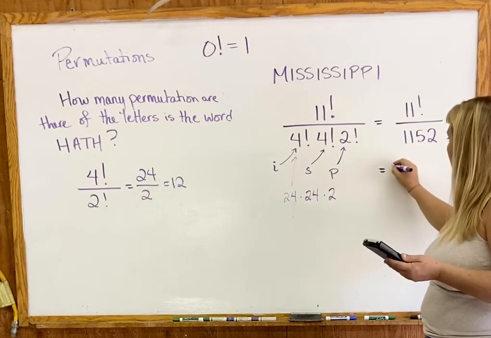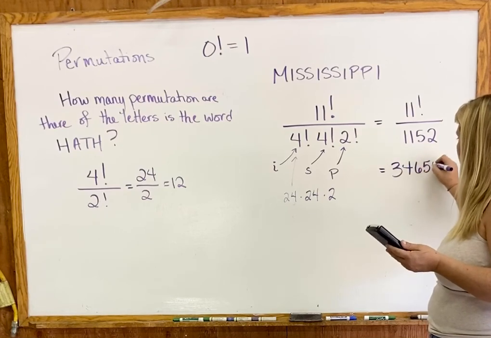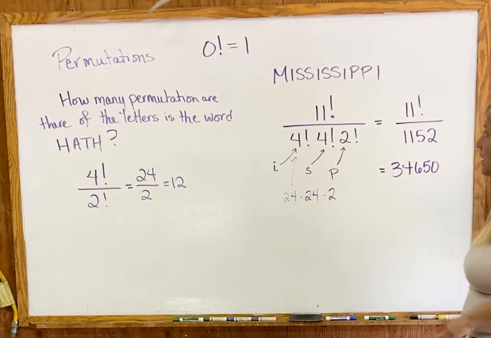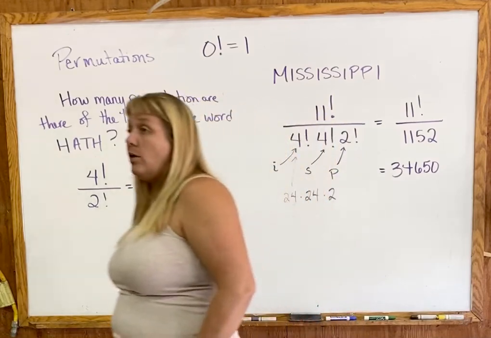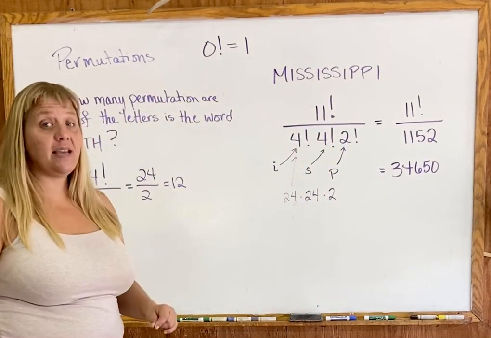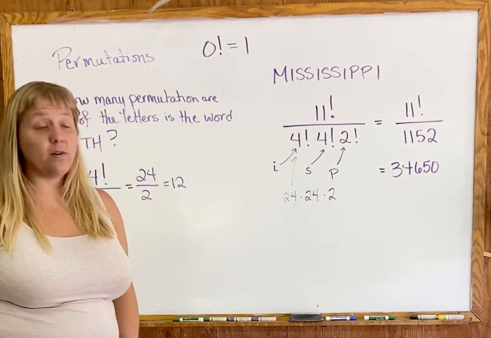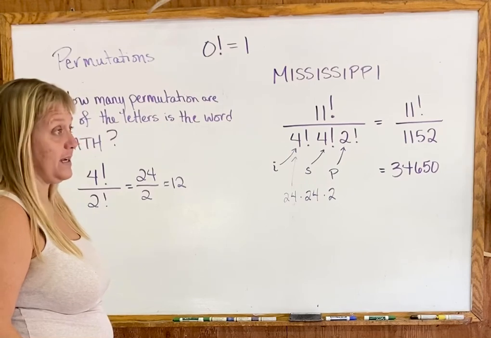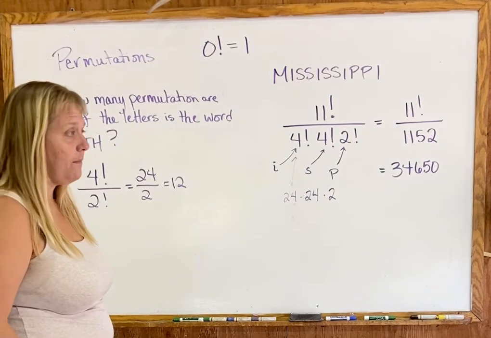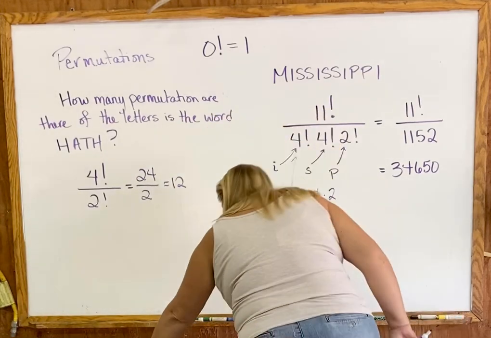And I got 34,650. So if we wanted to reorder the letters in the word Mississippi and make distinct orders, there are still 34,650 different ways we can do that. Okay. Okie dokie. So let me make sure we went through everything.